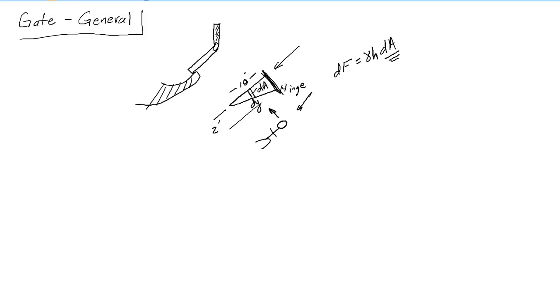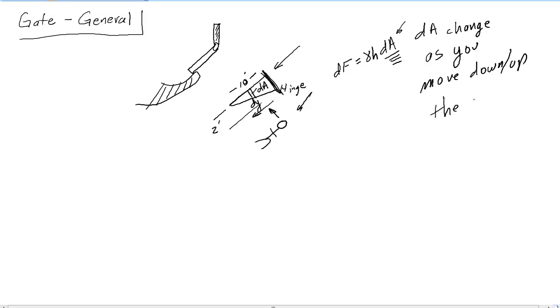So now the key is, as you move up and down the gate, this d area changes. How do you deal with that?